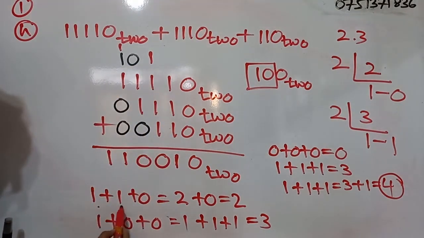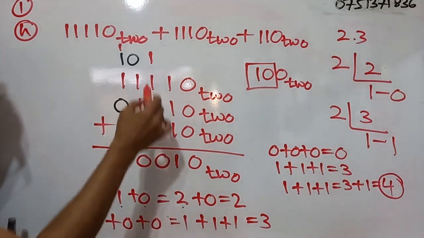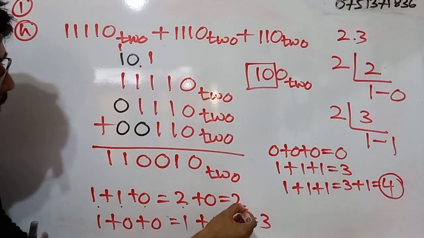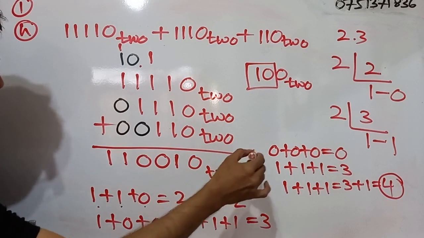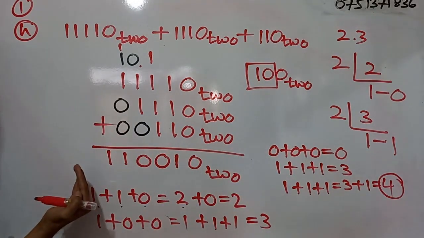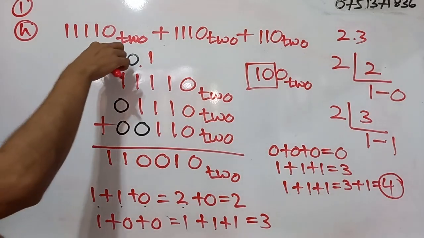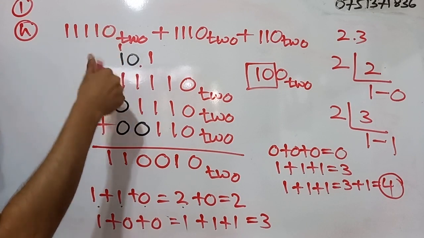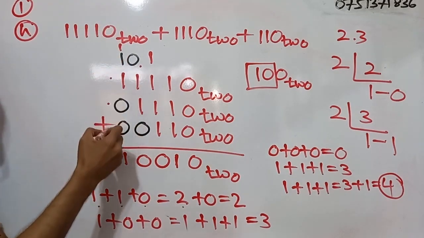Right. So 1 plus 1 plus 0. So that is 2. To that we add this 0. So then we get a 2. 2 means what? 1 0. So what do we do? We put the 0, push over the 1. Right? So now we come to here. Right? So then what do we do? We add these 3 digits.